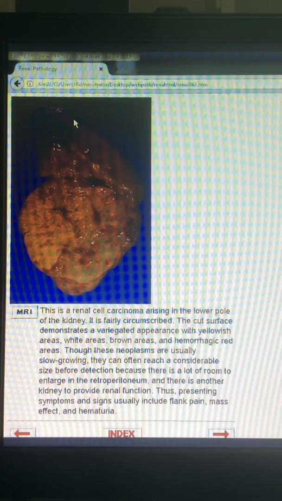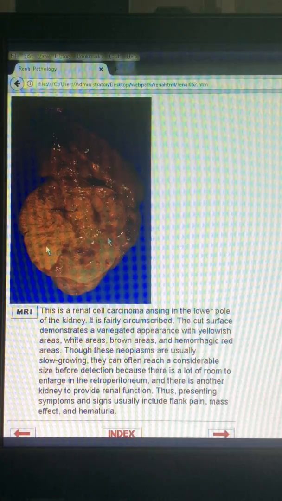Now we go to the kidney, the normal portion of the kidney. Here we have a fairly circumscribed mass composed of golden yellow and some areas of necrosis or hemorrhage. So this is a mass originating from the kidney.